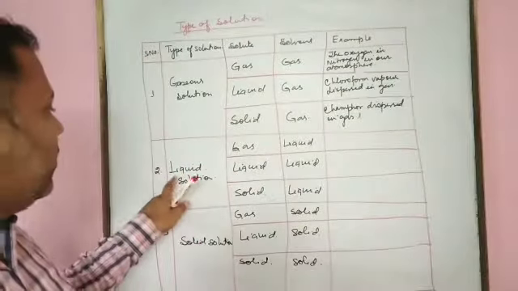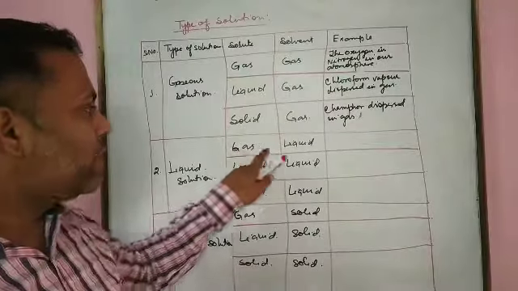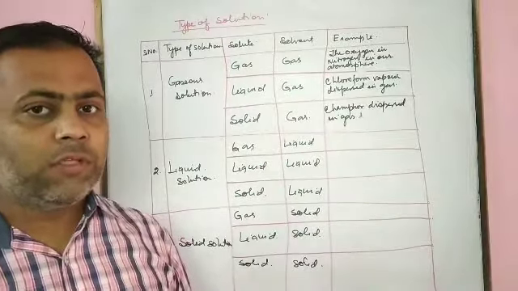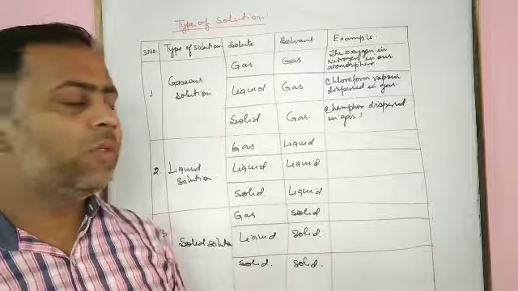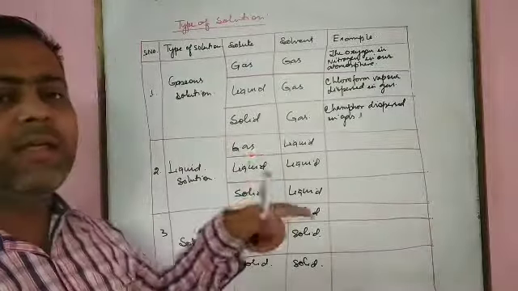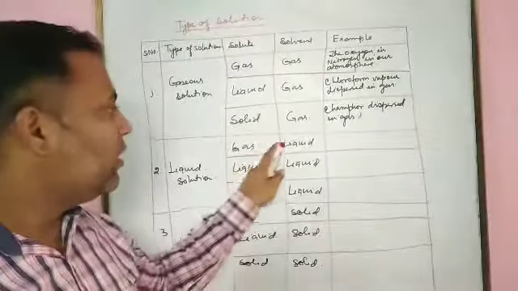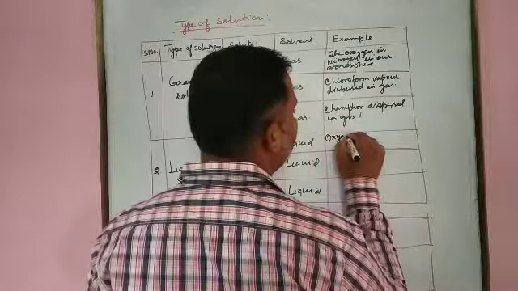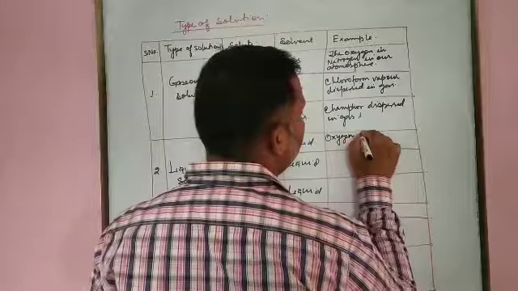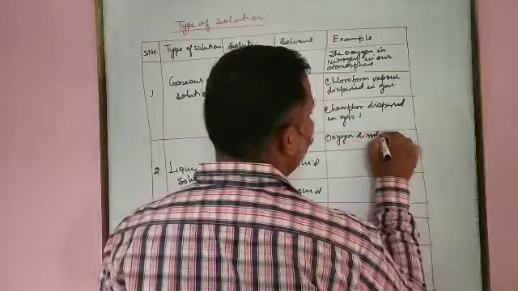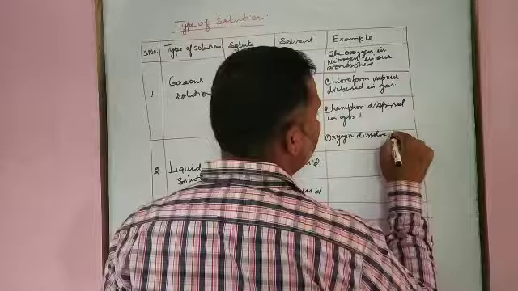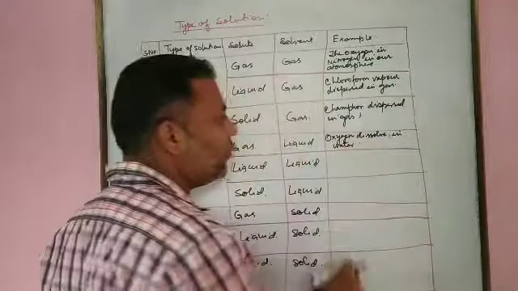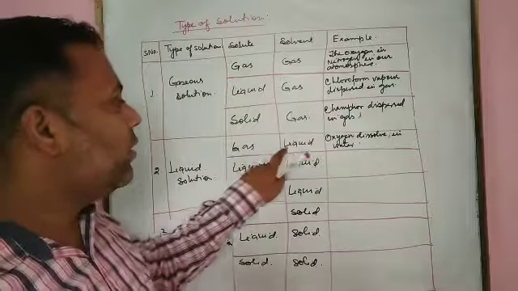We'll move to the next one, liquid solution, that is gas in liquid. We know the oxygen is dissolved in the liquid, which is important for aquatic life forms. Therefore, that is an example of gas in liquid. It means oxygen dissolved in water. Oxygen dissolved in water is an example of gas in liquid.